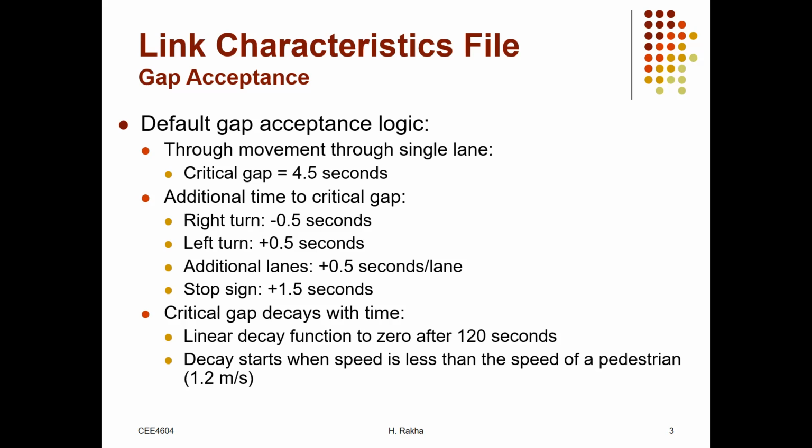So with time, let's say you're looking for a gap of 5 seconds, you're making a left turn. It starts at 5 seconds and it will end after 2 minutes as being 0, but then you have a linear function between those two. So as time goes by, the gap that you're searching for decreases until eventually you're going to find a gap that you can use to execute your left turn. Any questions on that?